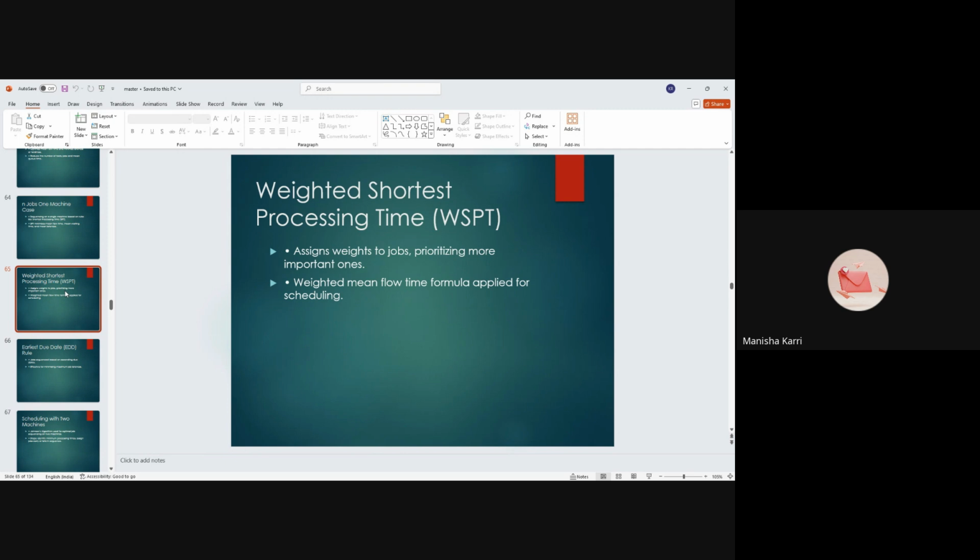Here, WSPT uses a formula to calculate a weighted mean flow time, which takes into account both the processing time and the weight of each job. Jobs with high weights and shorter processing times are given more priority. Okay. So, there are some benefits of weighted shortest processing time: optimizing weighted mean flow time. By factoring in weights, it minimizes the average time weighted by job importance, which can help in meeting specific production goals such as focusing on high value orders.